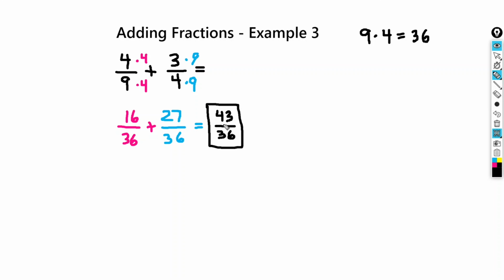I didn't try to simplify it because looking at this, I know the top is not divisible by 3. It's not divisible by 7. It's not divisible by 11 or 13. And the top is an odd number. The bottom is an even number. If you want more information on divisibility rules, I'll leave a link to that in the description.